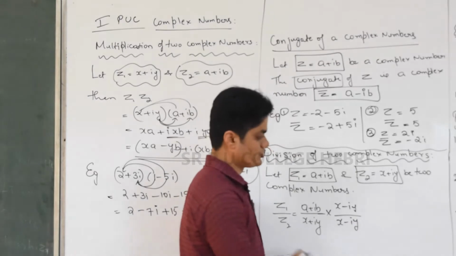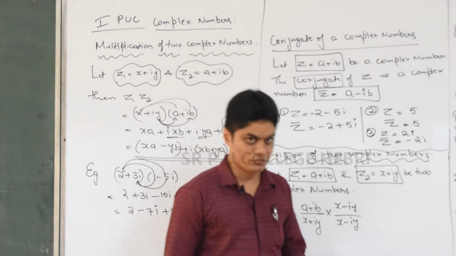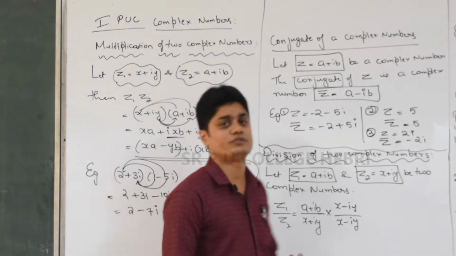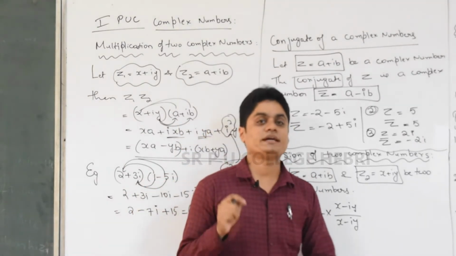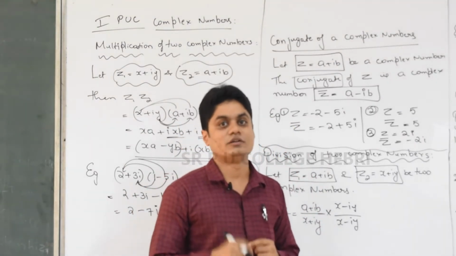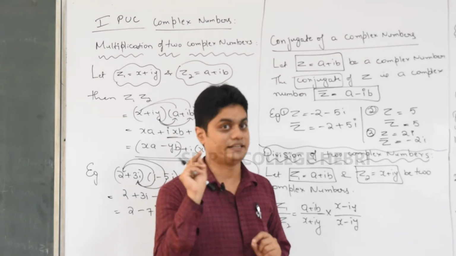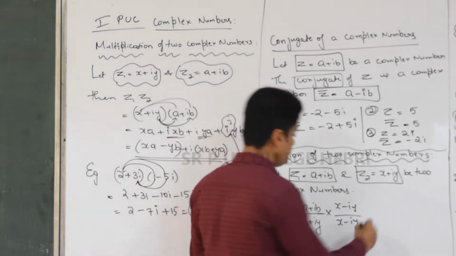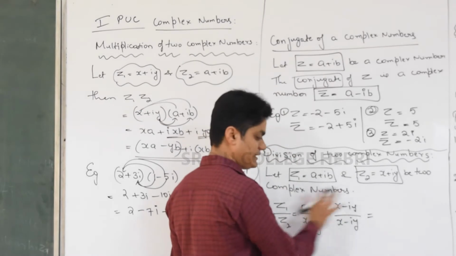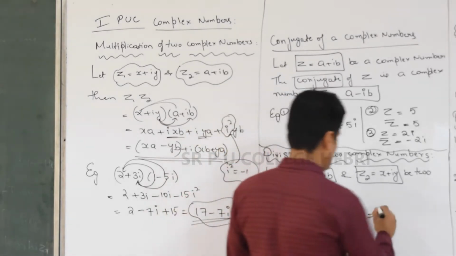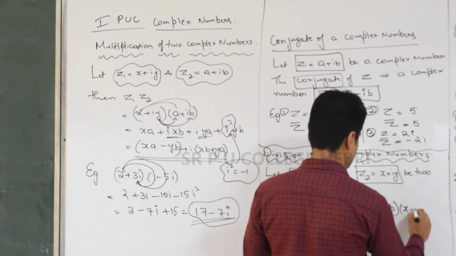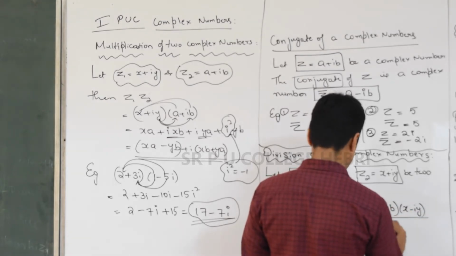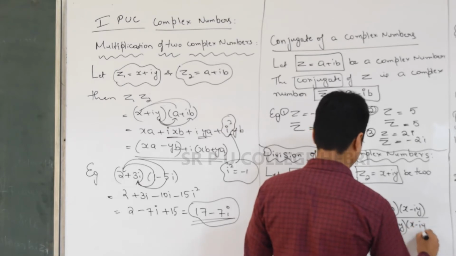And don't think that it's over. Your work starts now. First step, for every division of two complex numbers, you have to multiply and divide by the conjugate of the denominator. Please remember that. Next, multiplication, separately for numerator and denominator. So the numerator is a plus ib into x minus iy, divided by x plus iy into x minus iy.